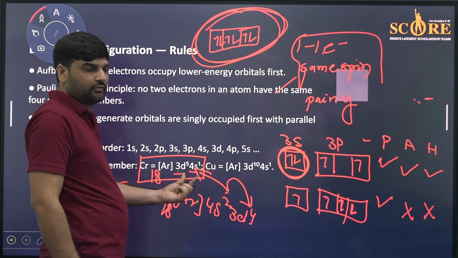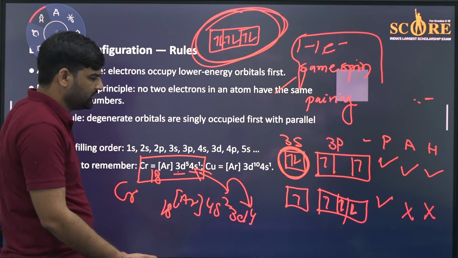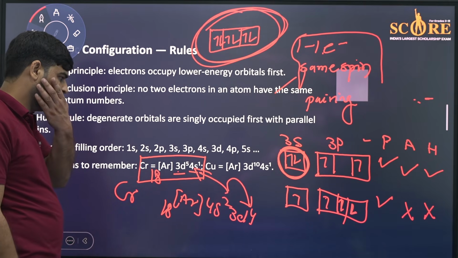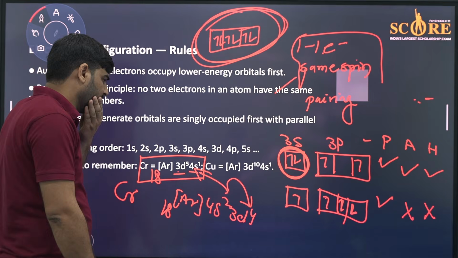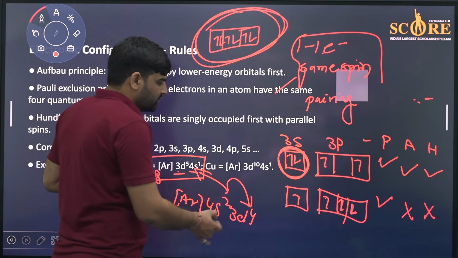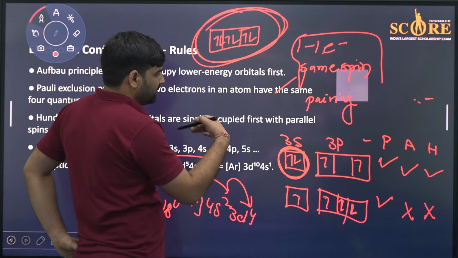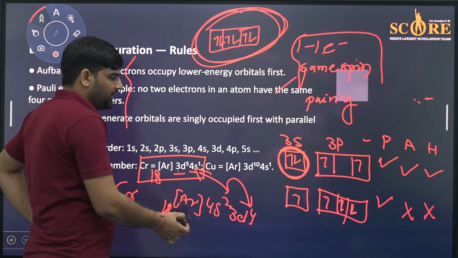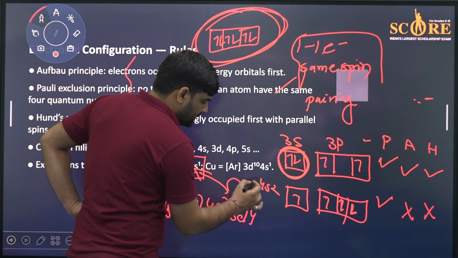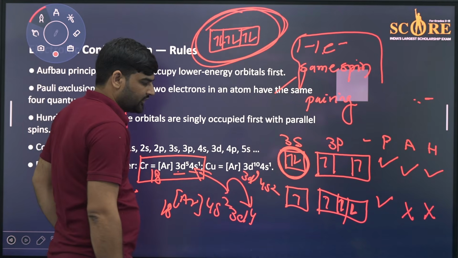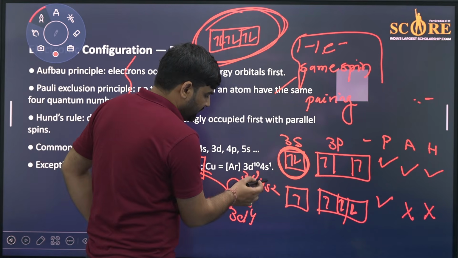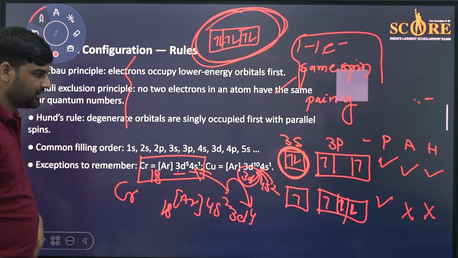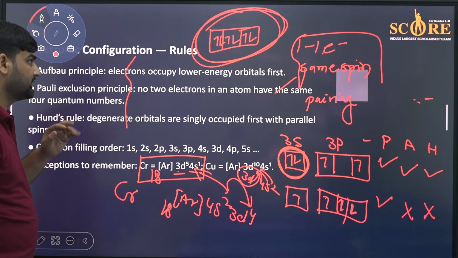This is a half filled configuration. Half filled configurations are more stable than the normal configuration. And in the case of copper also, theoretically, if we follow these 3 rules, then you will find 4s2 and 3d9, but fully filled configurations are more stable. Then this electron will move to this side. These are the electronic configuration exceptions also.